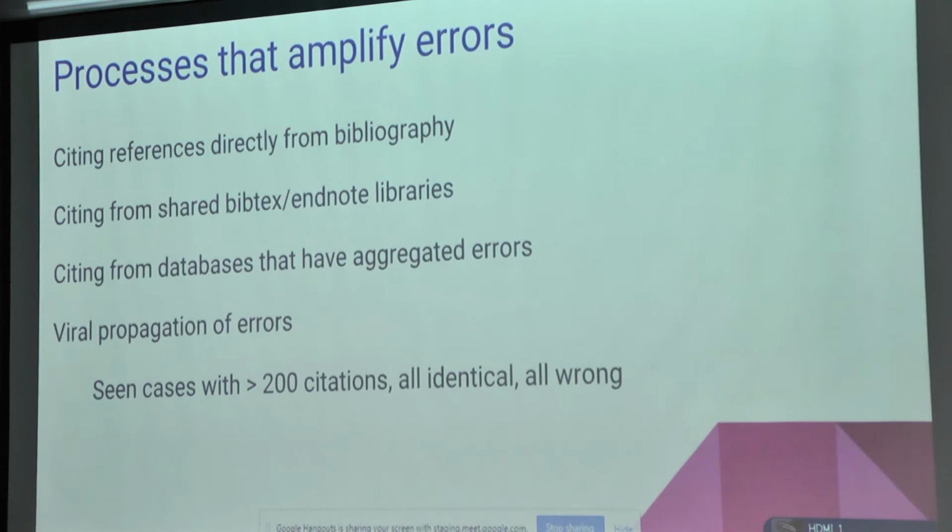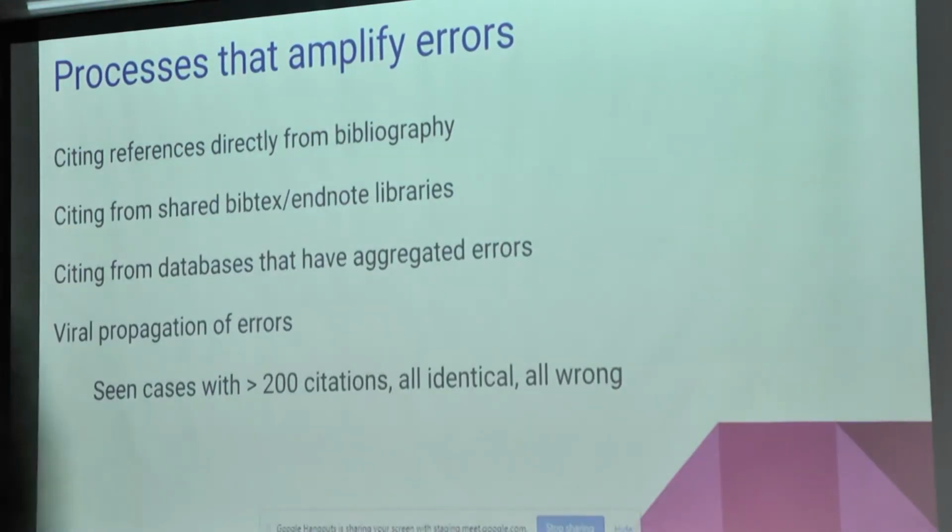Errors, as they propagate, propagate in perfect state. As I pointed out here, I've seen cases with more than 200 citations from 200 different papers, all identical. It's actually, at this point, far less citations that are correct. At that point, frequencies don't help you. Ground truth doesn't exist. Trying to figure out what the right thing is, is a fun game.